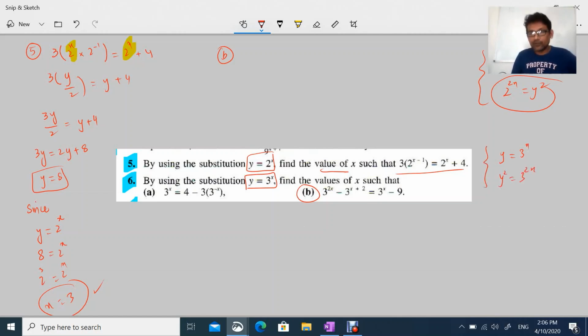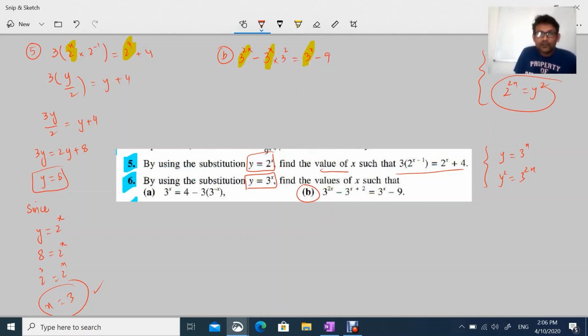This is very important, just know it. Okay, 3 power 2x, first of all I'm converting all the values in the base of 3. This is 3 power x, this part. Plus 2 means multiply by 3 power 2 and 3 power x, and minus 9. Now we have this.